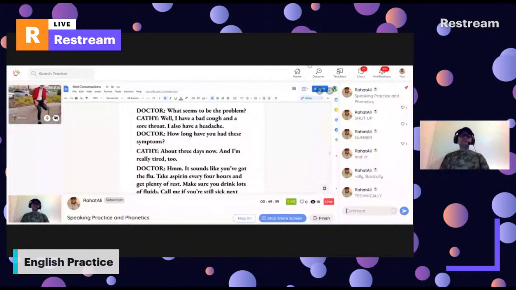Well, I have a bad cough and a sore throat. I also have a headache. Hang on, it is sore throat, sore, not shore. Remember we practiced. Sore throat.